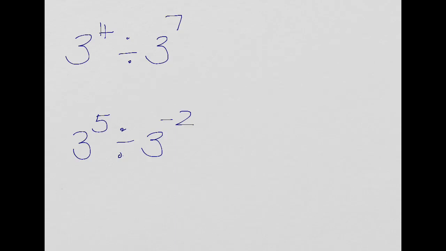So I'm hoping you've had a go. 3, and what am I going to write? Well, it's 4. And because I'm dividing, I've got to take away 7. Oh, I'm going to get a negative number. 4 take away 7 is negative 3. There's my answer. 3 to the negative 3.